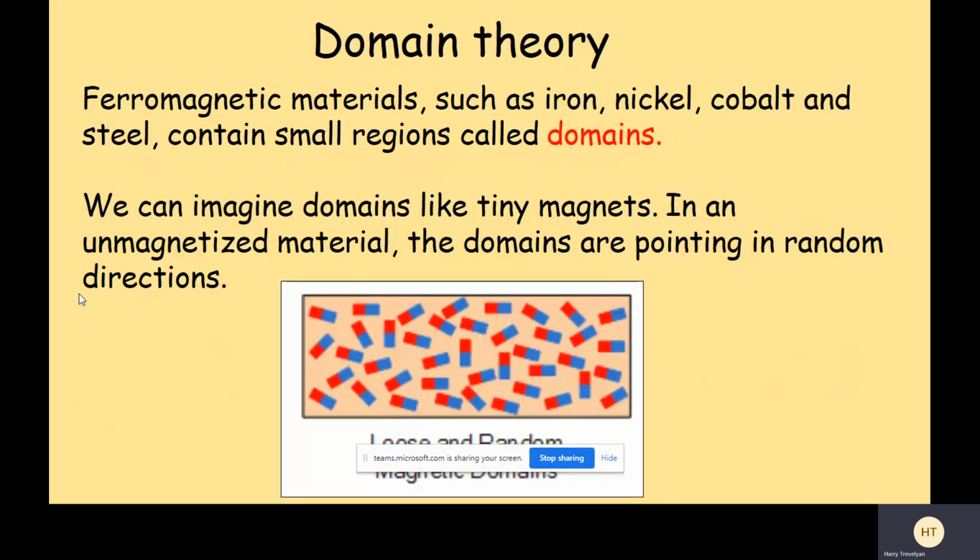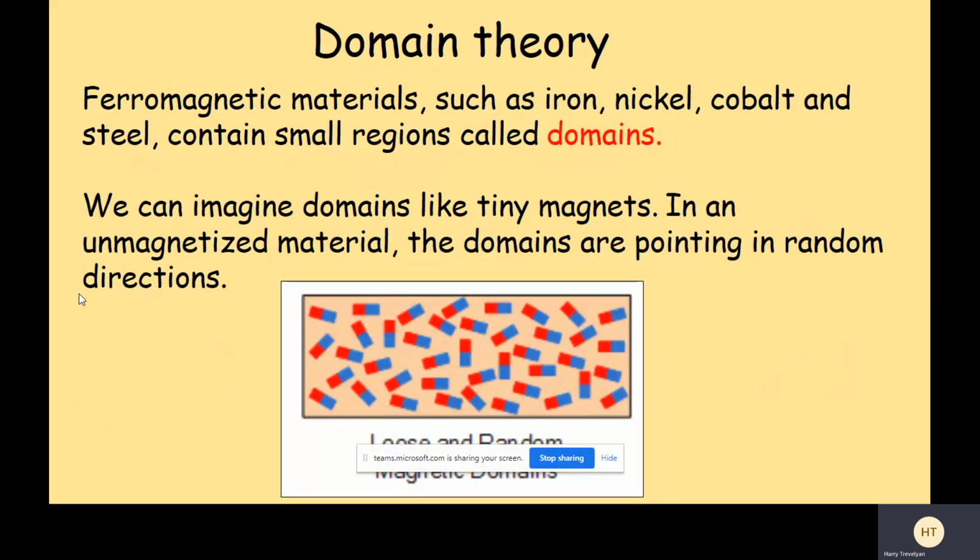Welcome back. So on to domain theory. And domain theory is really talking about how magnets work, right? We've accepted that magnets have these invisible effects, this attraction and repulsion on other objects. But we need to know the idea why this happens. And the answer is domain theory.